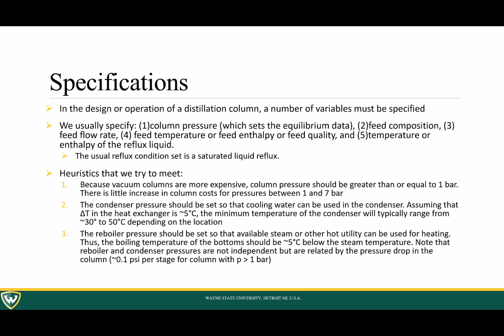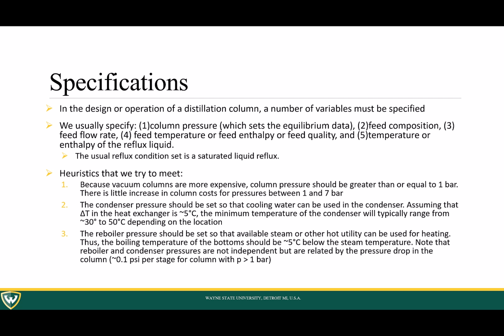The reboiler pressure should be set so that the available steam or other hot utility can be used for heating. I had talked previously, I think it was last week, about how we use steam to heat. We take steam at 100 C, typically at a plant, or just above 100 C, and we then use that steam to heat up another process, which causes the steam to condense into liquid. That's just reiterating that point, where you want to use whatever available steam you have so that you can use that to heat the reboiler. So you want the reboiler temperature of the bottoms to be approximately 5 degrees below the steam temperature.